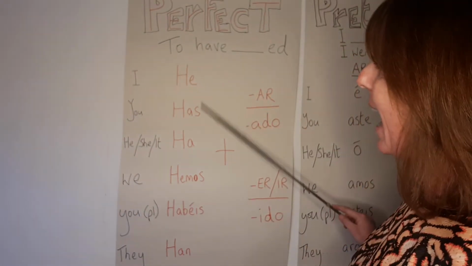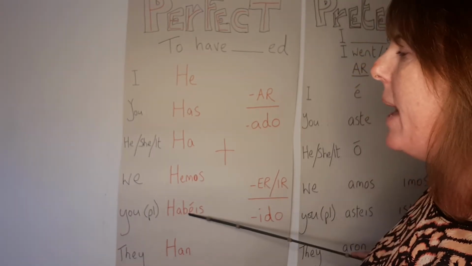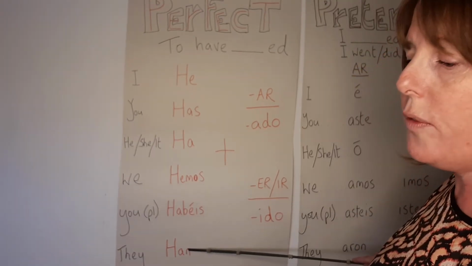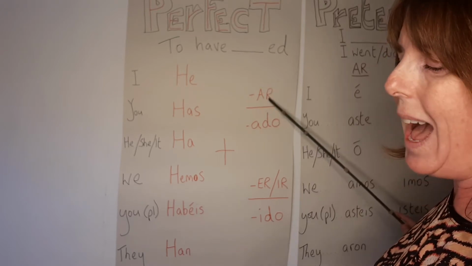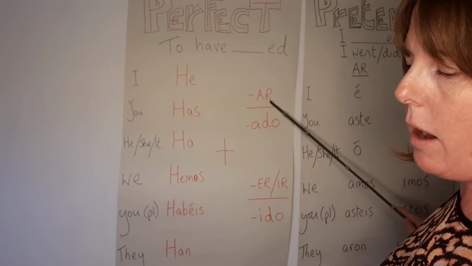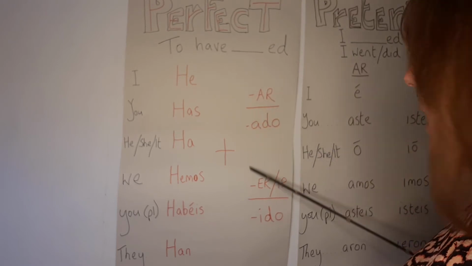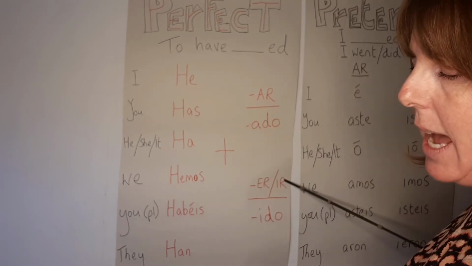So, as, a, hemos, a base, and then you knock off the end of any full verb. Then you add an addo for AR verbs, and edo for ER and IR.